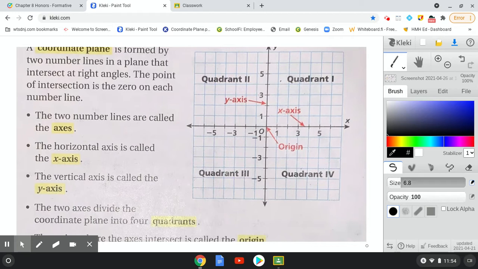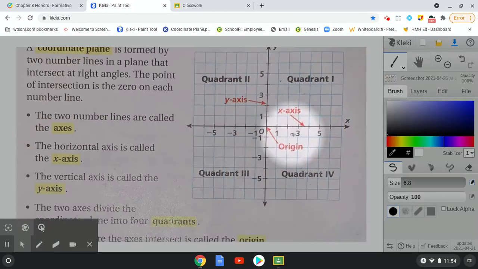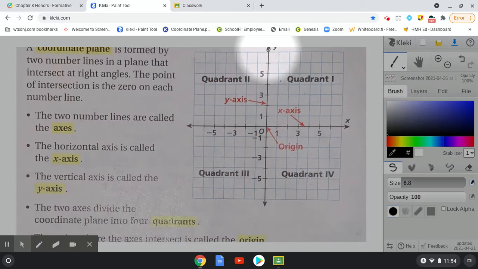So we're going to start here, and my page kind of got cut off a little bit, but it says a coordinate plane is formed by two number lines in a plane that intersect at right angles. So our lines are our x-axis, which I have here. This is my x-axis. That is my horizontal line. And my other one is my y-axis, and that is my vertical line. This is a y up here. It just got cut off.